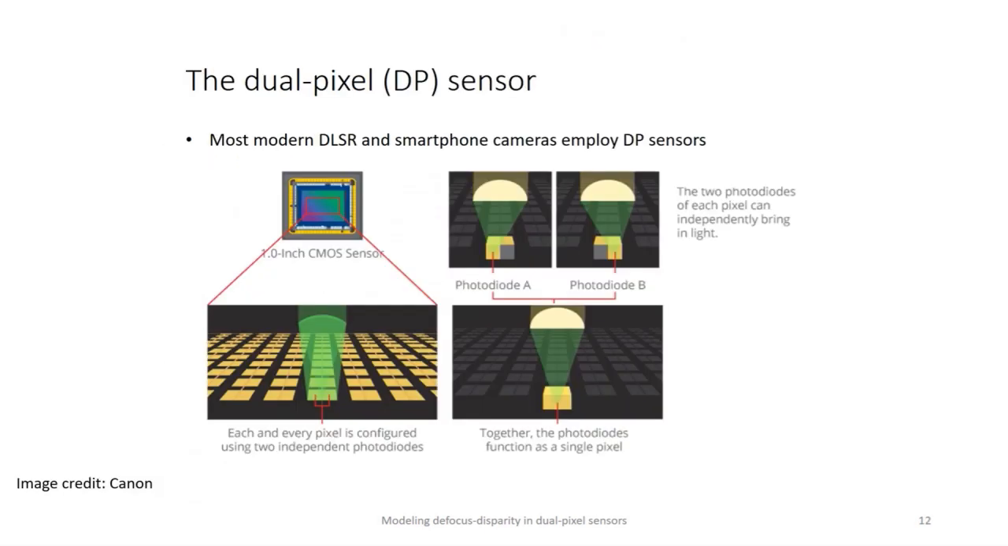Most modern DSLR and smartphone cameras use DP sensors. Unlike in a conventional sensor, where each pixel site has one photodiode, on a DP sensor, each pixel site is split in half using two photodiodes. These two photodiodes can collect and record light independently. When the two signals are summed, the intensity you get is what you would observe on a normal sensor, and in fact, this is what the camera outputs as the image pixel intensity.